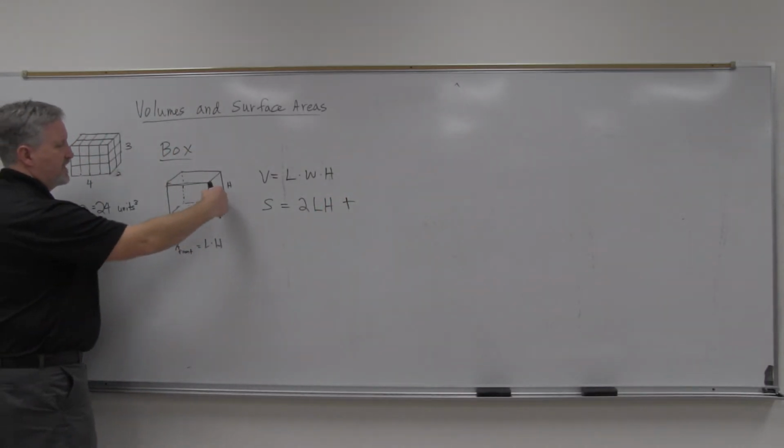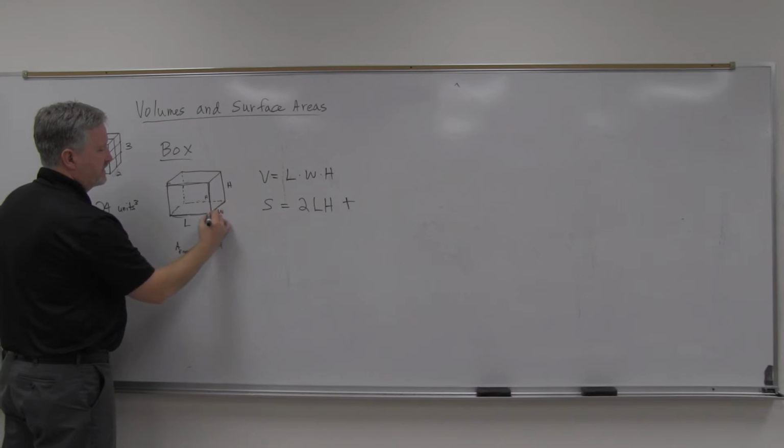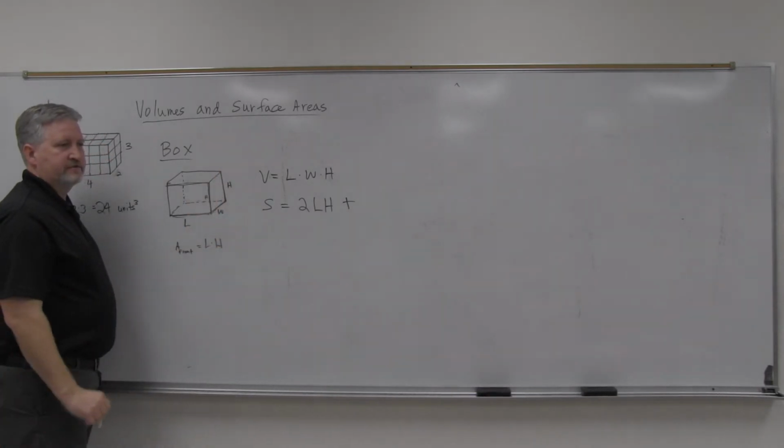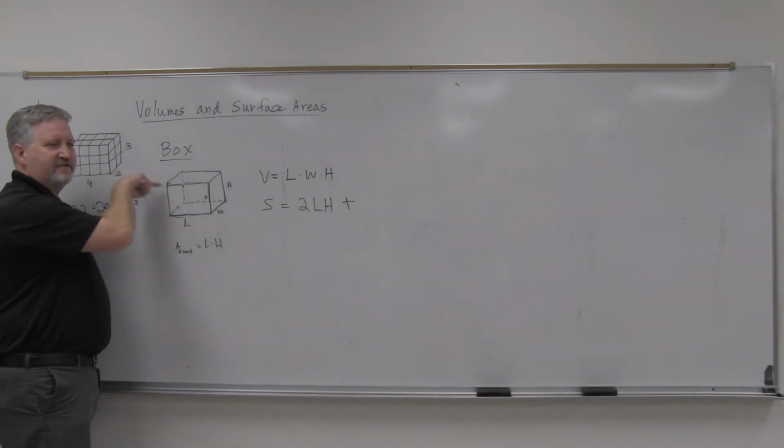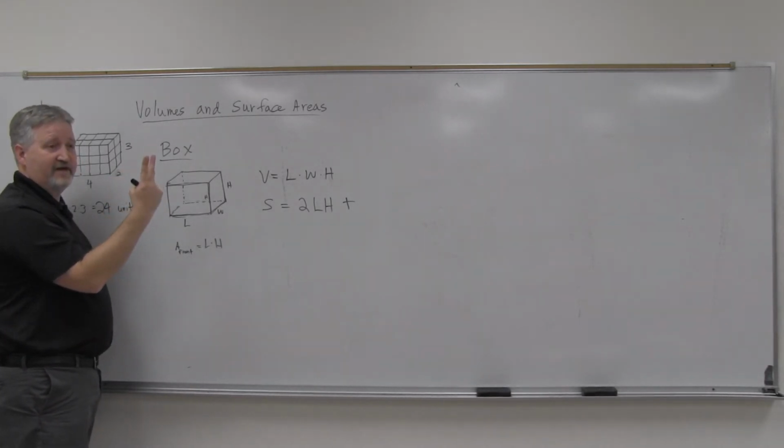What about the 2 sides? Well, one side would be a W by H rectangle. So that area would be WH. W times H is going to multiply those 2 together. But the other side is also WH, so I've got 2 WHs.